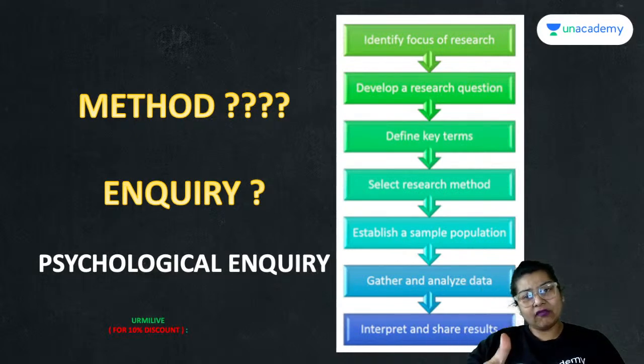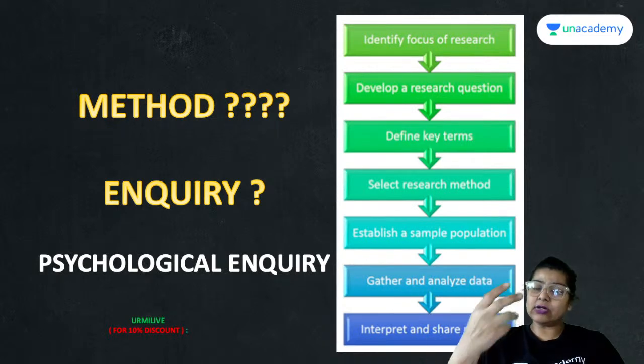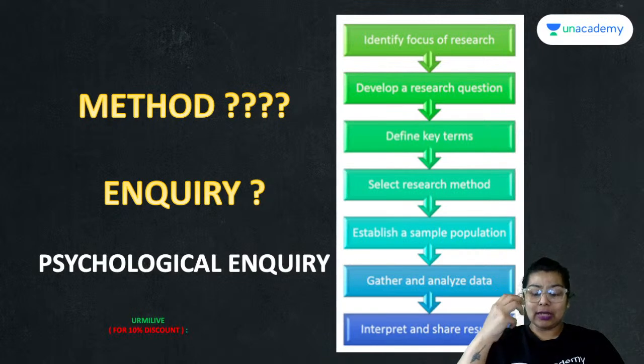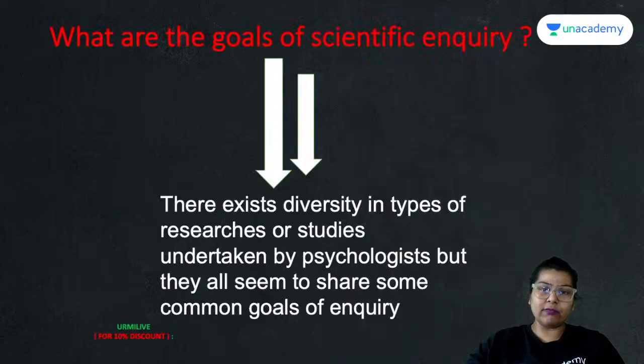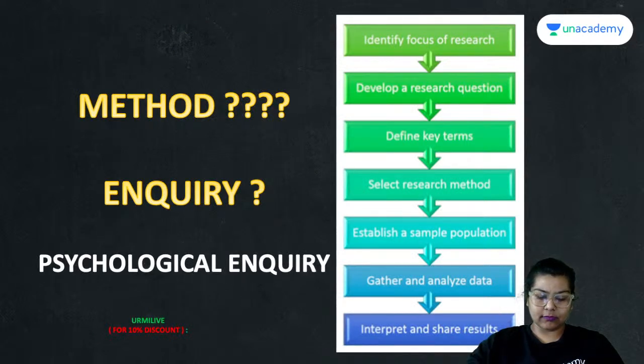So these structures of identifying the focus, developing a questionnaire, defining the key terms, selecting a method, establishing a sample population, gathering and analyzing data, and interpreting and sharing the results are very, very important in this case. Any questions and doubts still here, guys, before we move to the next one? Any questions still here, guys, or do we move ahead?